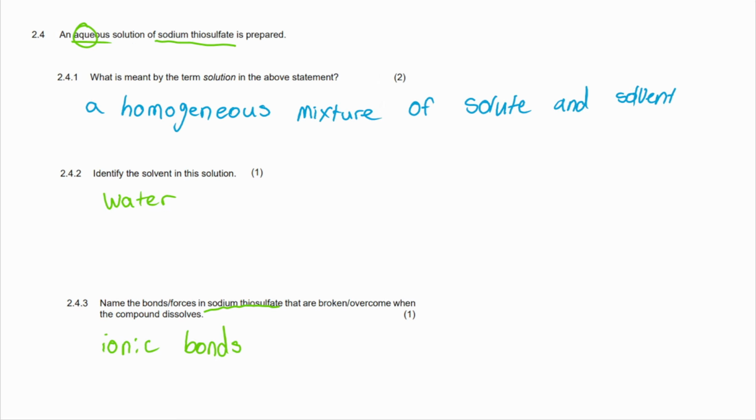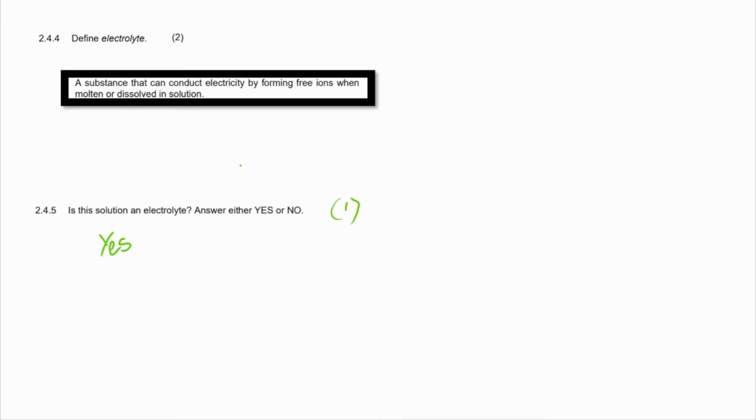So I forgot to put the mark allocation. This is, I believe, for 1 mark over here. So is the solution an electrolyte? Well, yes, because it forms ions, right? It's an ionic bond, and then it's being dissolved. So it is indeed an electrolyte.